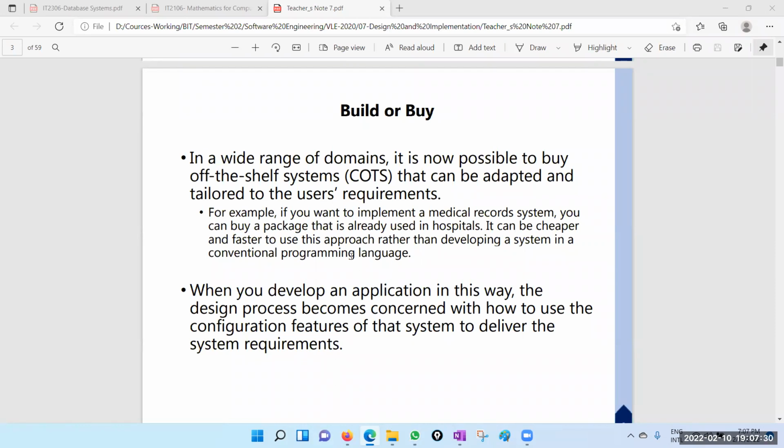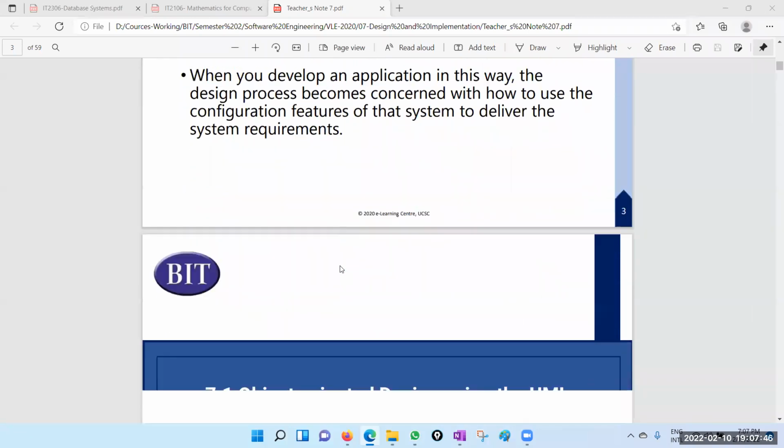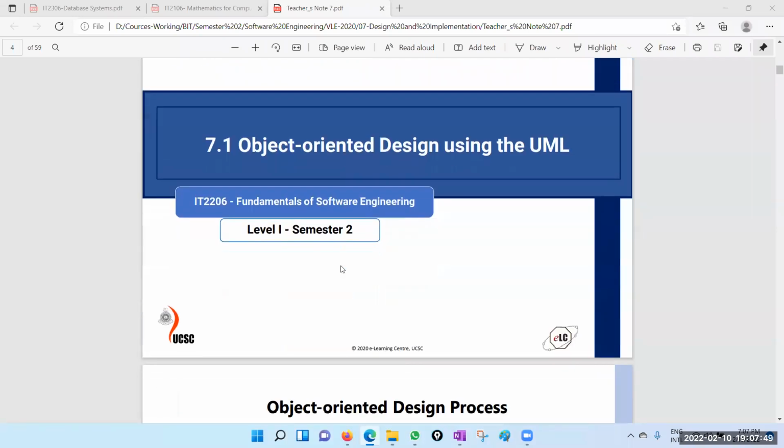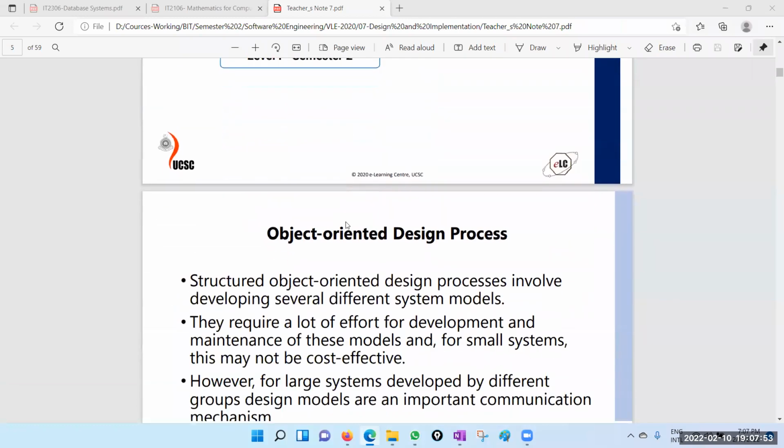If you decide to build, again we have two options. That is, we build it in-house, or we outsource it. But very rarely is software now built in-house. Very rarely. Almost 100% we outsource it to a professional software development organization.